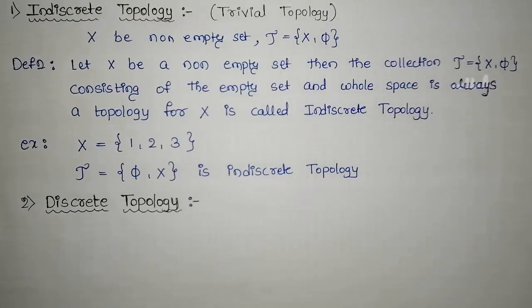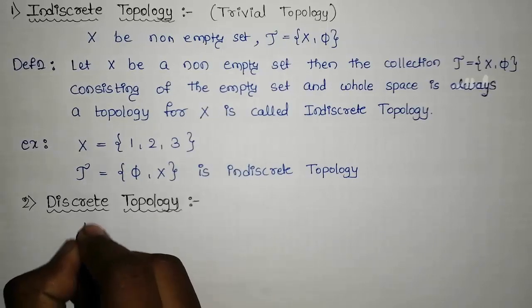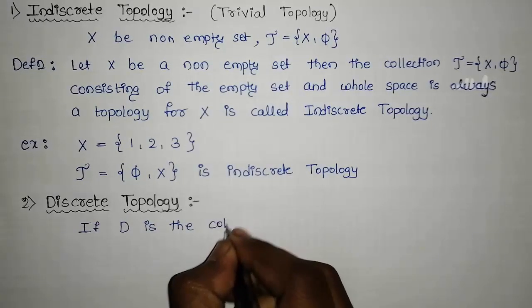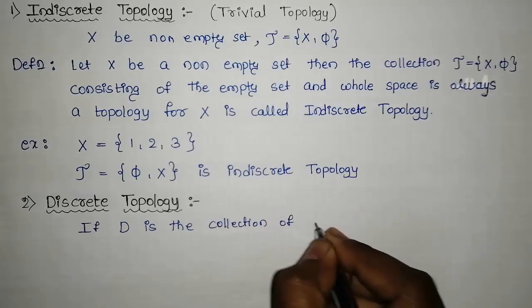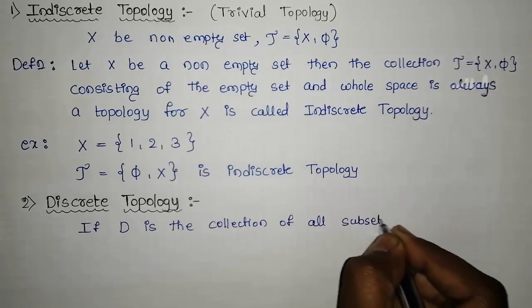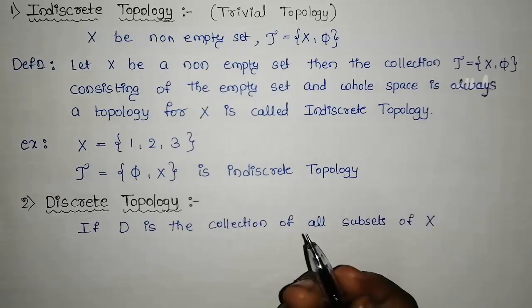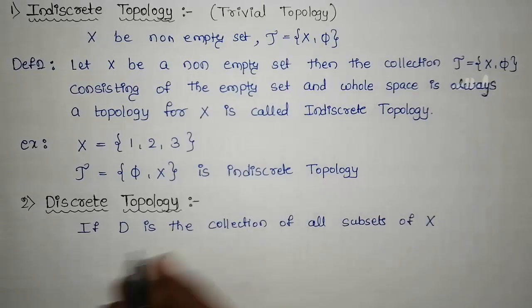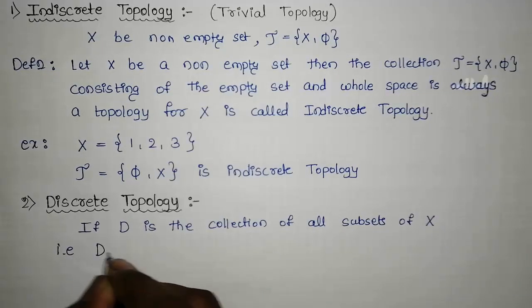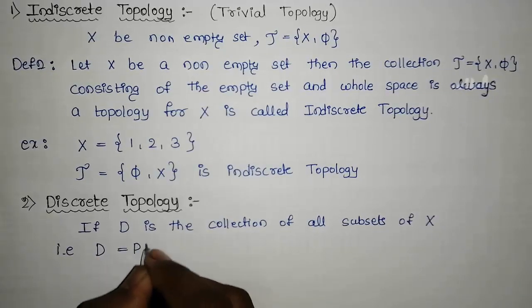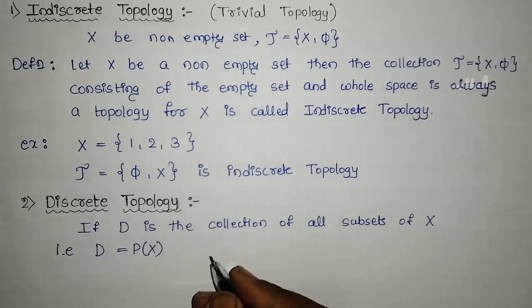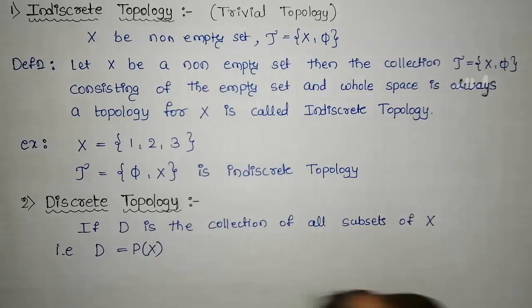So let us discuss discrete topology. Discrete topology can be denoted by D. Here D is the collection of all subsets of X, where X is a non-empty set. D is nothing but P of X, the power set. Then it is a topology on X, called the discrete topology.